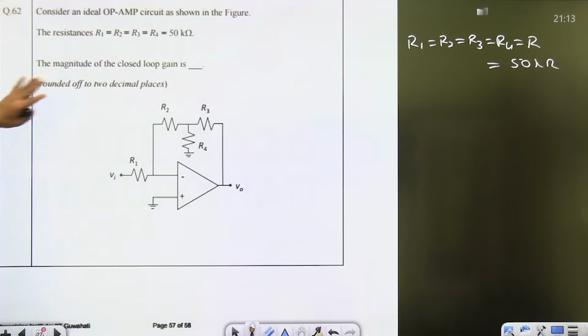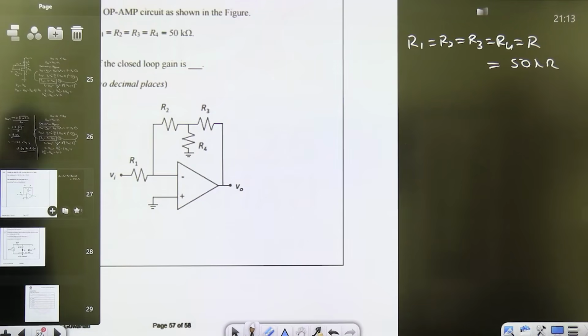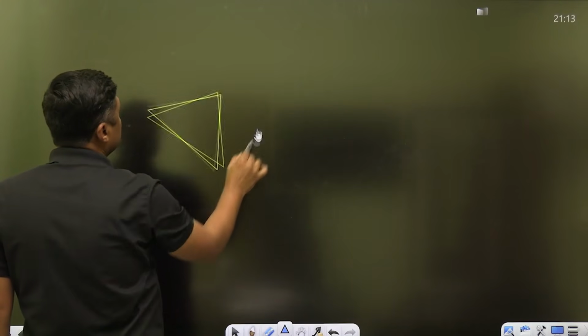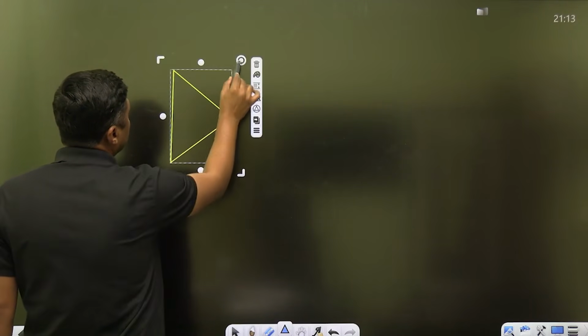The magnitude of the closed loop gain. My dear friend, it is a special case of what? Operational amplifier, inverting operational amplifier. Already number of times we have solved this question. So I am just redrawing the diagram. This is the operational amplifier. All the resistors are equal.